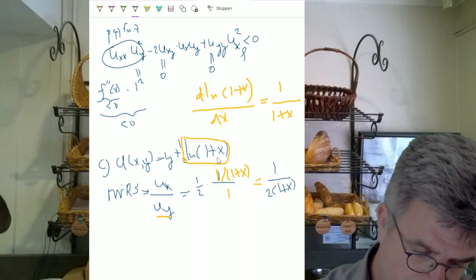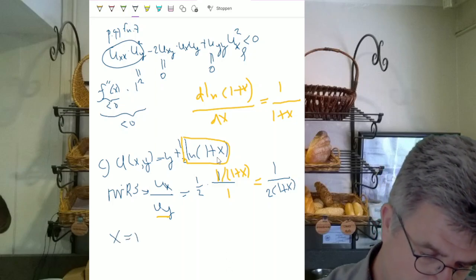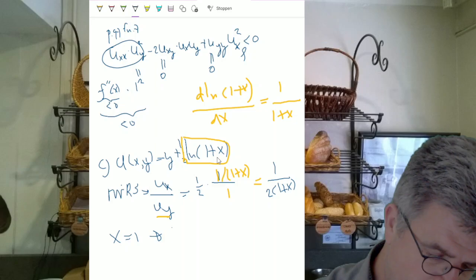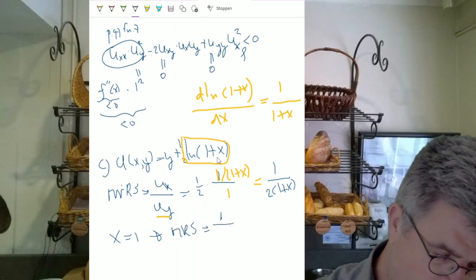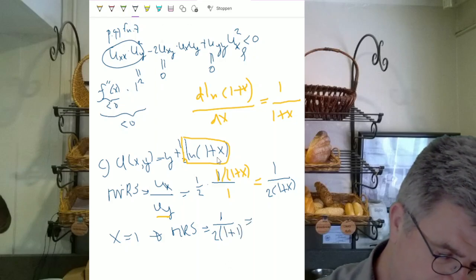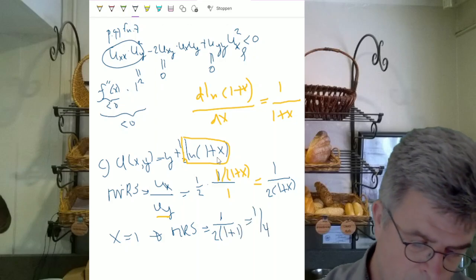Now if we fill in the value x equal to 1, then for that particular value the marginal rate of substitution is equal to 1 over 2 times (1 plus 1), which is equal to 1 over 4.